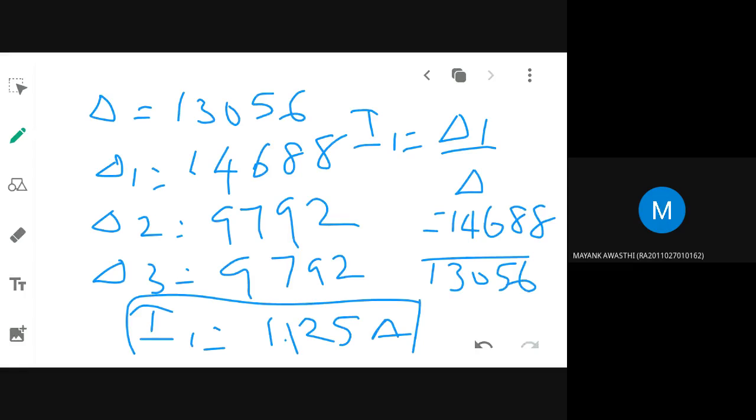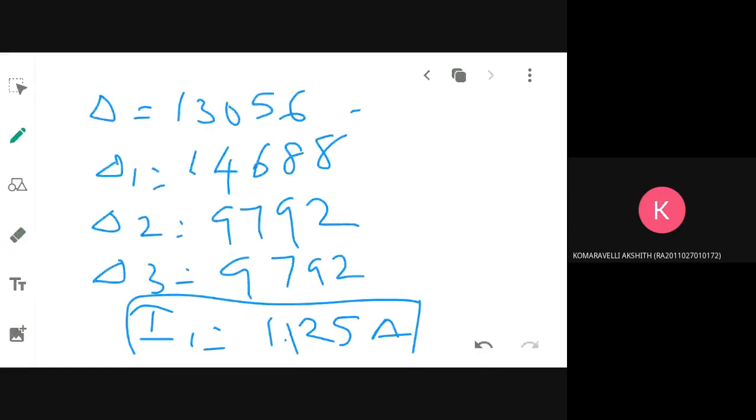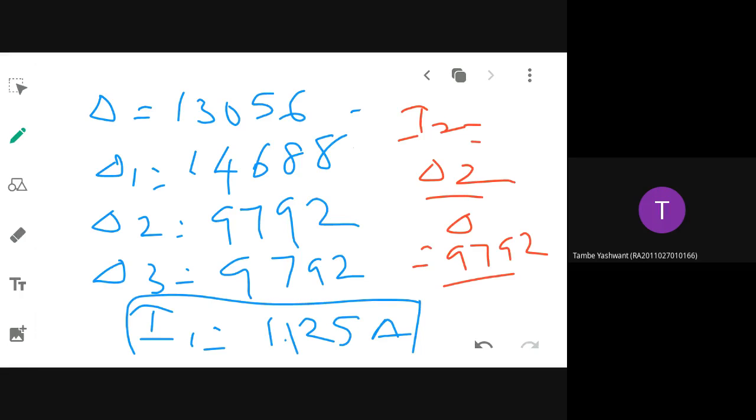Okay, what about I2 and I3? 0.75. Del 2 divided by del is the formula. So 9792 divided by 13,056. What is the answer for I2? 0.75 ampere. Okay, what about I3 then?